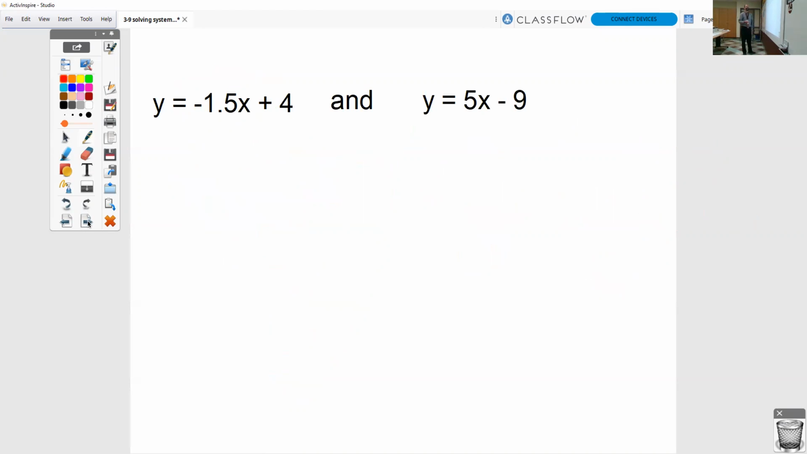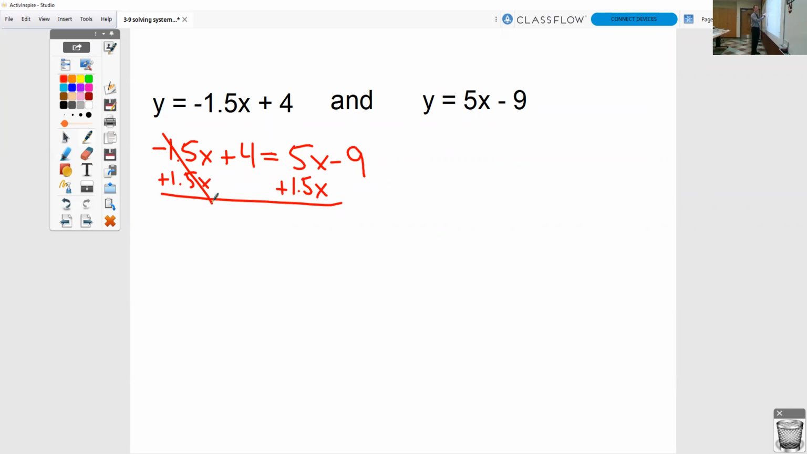In the next one, we have another one, this time we have a decimal. Even if it has a decimal, we're going to do it the same exact way. Set the two equations equal to each other. I like working with the smaller of the two numbers, so I'm going to work with the negative 1.5x first. So I'm going to do plus 1.5x and plus 1.5x. Those cancel out, so 4 equals 6.5x minus 9.